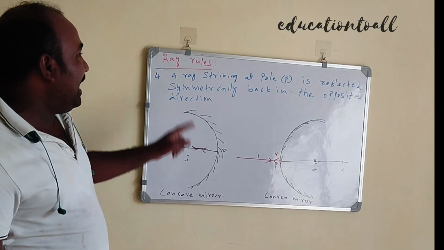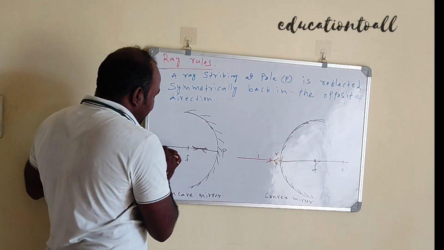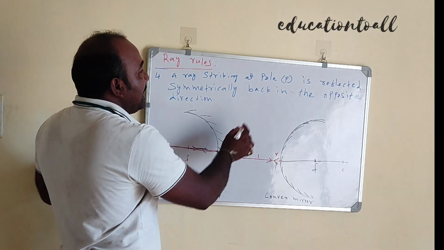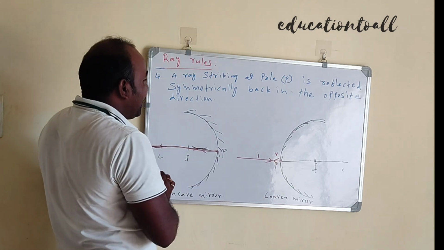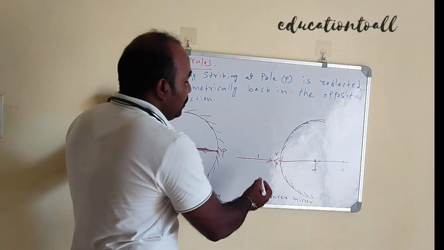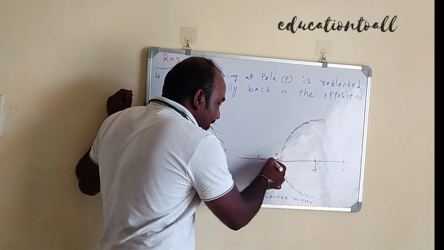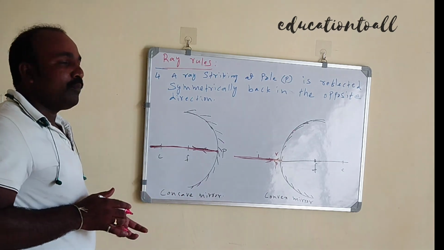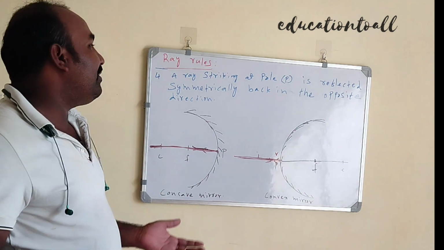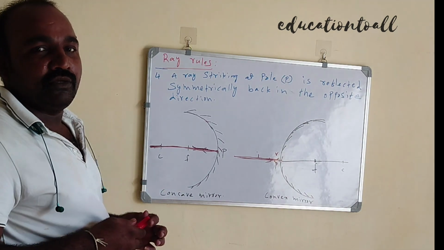Next, a ray striking at the pole P. A ray passing through the center and focus and striking at pole P is reflected symmetrically back in the opposite direction. So a ray striking at the pole P, after reflection from the pole, is reflected back symmetrically in the opposite direction. This is the fourth ray rule. Generally, we frequently use these four rules. By using these four, we can form the image on the mirrors.